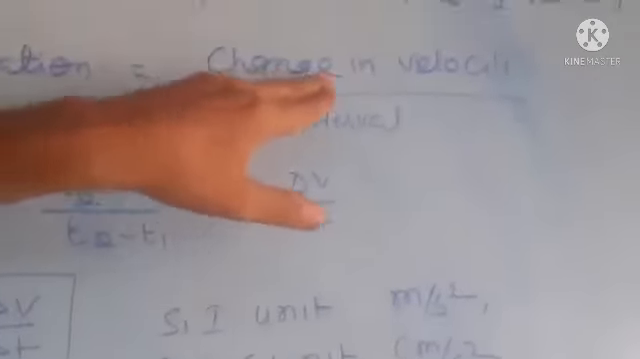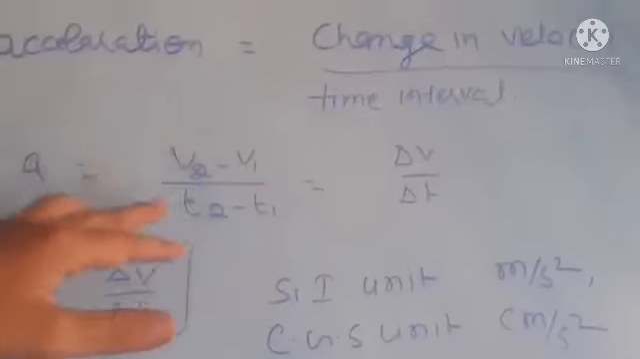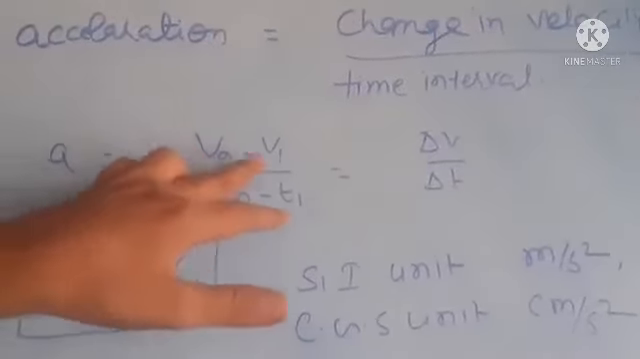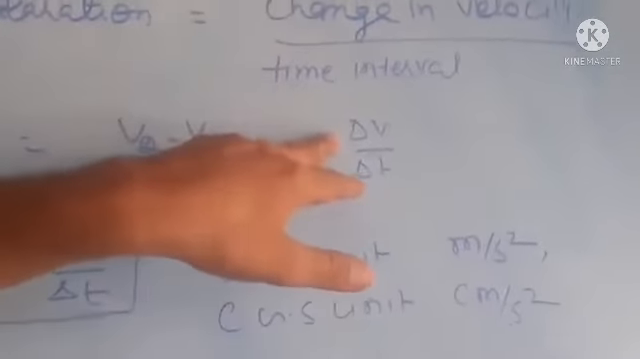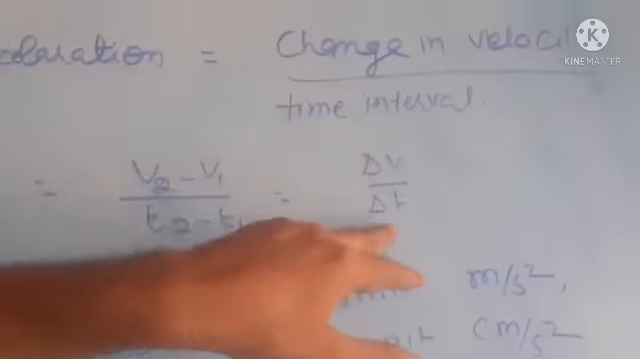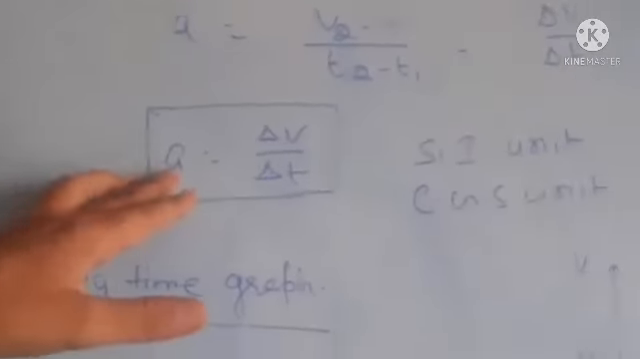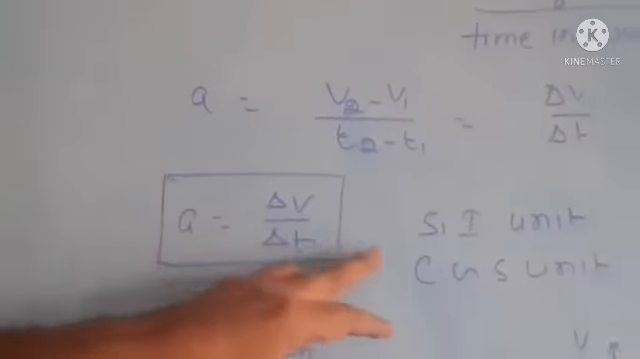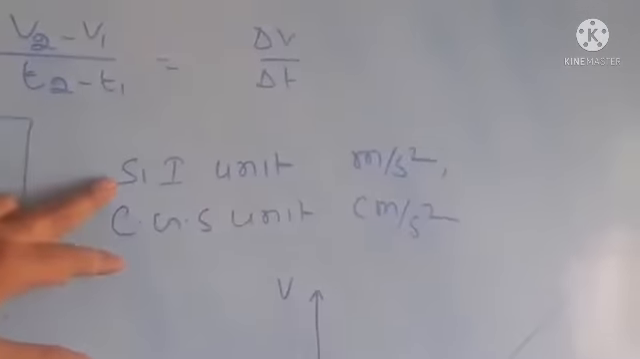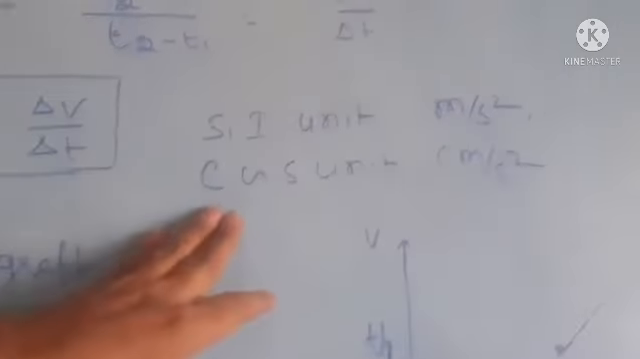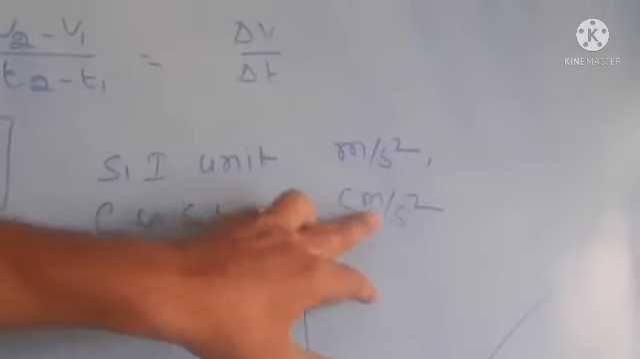Then change in velocity becomes v2 minus v1 and time interval becomes t2 minus t1. This change is represented by the symbol delta. Then it becomes delta v upon delta t. Then the formula for acceleration is a equals delta v upon delta t. The SI unit of acceleration is meter per second square, and the CGS unit is centimeter per second square.